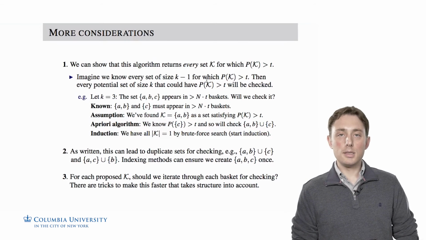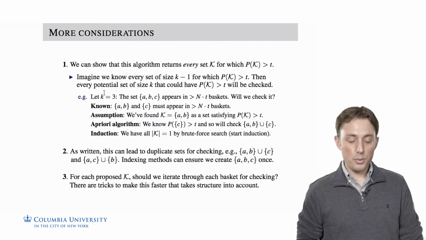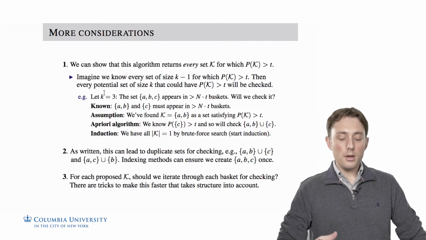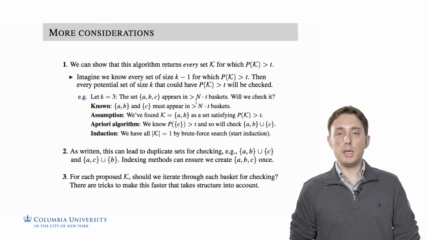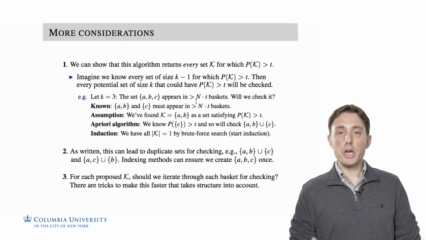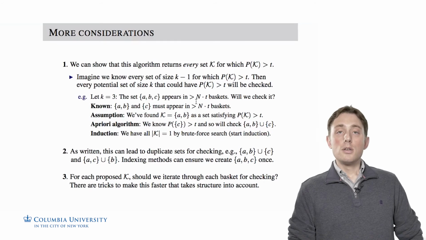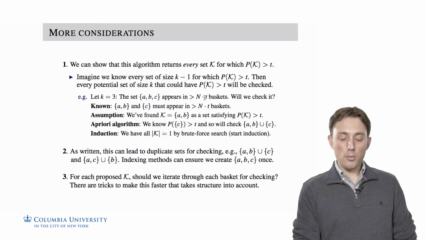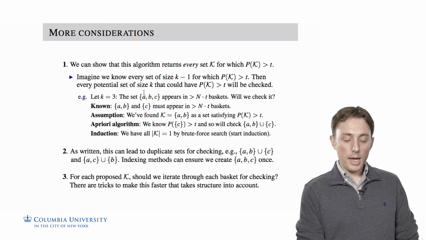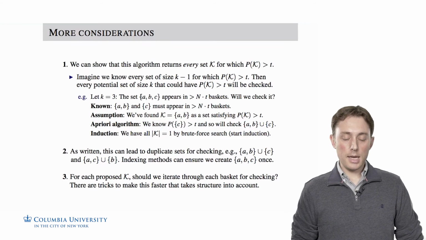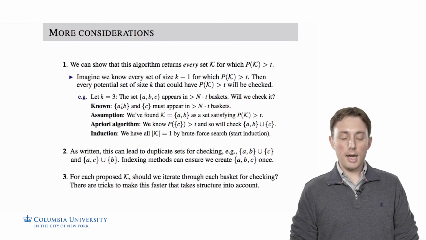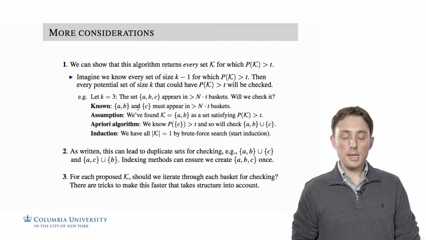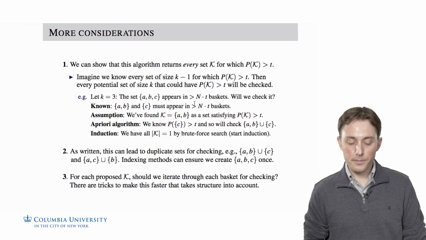And so let's look at this through an example of subsets of size 3. For example, assume that we know that the set A, B, and C appears in more than n times t baskets. The question now is, will we check it? If we know that A, B, and C appear in more than n times t baskets, we know that all subsets of this set of 3 objects also have to appear in more than n times t baskets. So for example, we know that A and B have to co-occur in more than n times t baskets. We also know that C has to appear in more than n times t baskets.